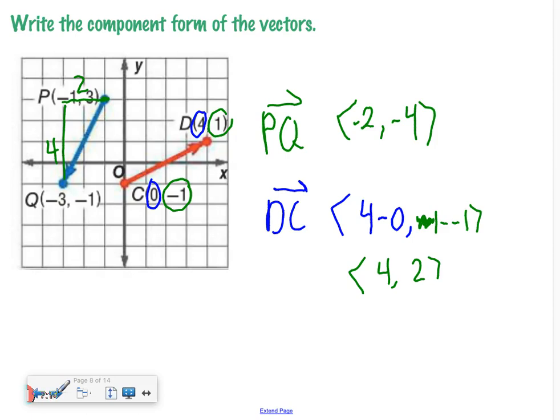Would we have gotten the same answer if we would have switched our ordered pairs? Let's just try, just to see. You guys don't have to write it down, just look up here. Let's say we started with 0, 0 minus 4, and negative 1 minus 1. But are these the same? No, so that's why you always start with the terminal point, okay?